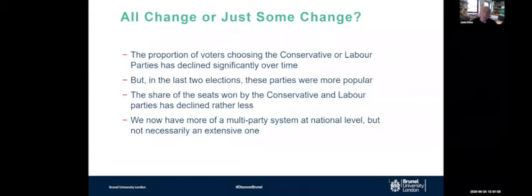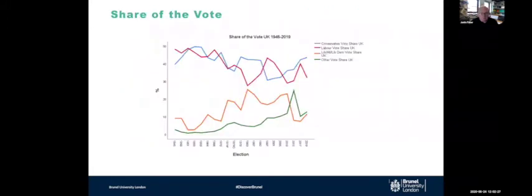So we're going to be looking both at the share of the votes, what proportion of people vote for which party, but also the seats that the parties win. What share do they have in the House of Commons? And it's fair to say that what we're going to see is that we do have more of a multi-party system in Britain at national level, at Westminster level, but it's not necessarily an extensive one. So let's look at some data on this.